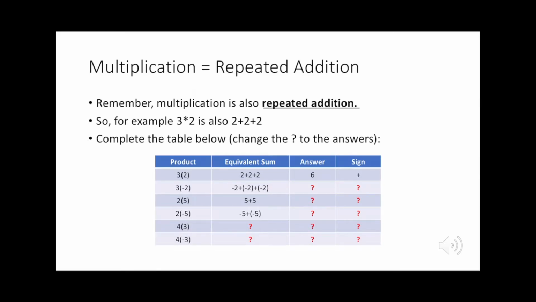All right. So the next thing I asked you to do was fill in the table with your observations here, right? And so the first line says 3 times 2, and the equivalent sum is 3 groups of 2, so I add 2 plus 2 plus 2. So that answer is 6, and our answer is positive. And then when I did the same thing with 3 times negative 2, I added negative 2 plus negative 2 plus negative 2. And there, I found my answer to be negative 6, and my sign was negative.